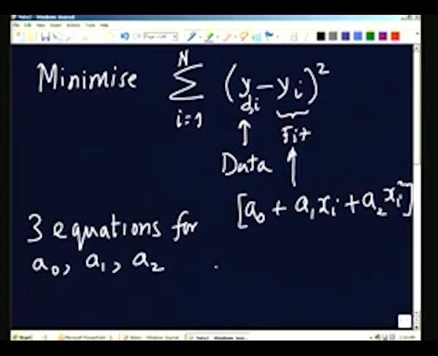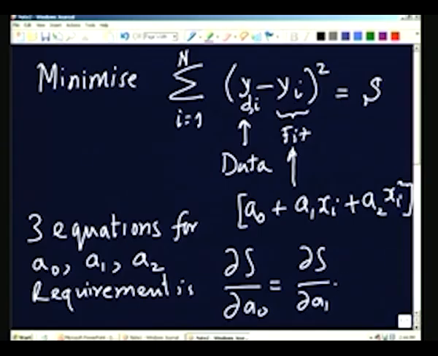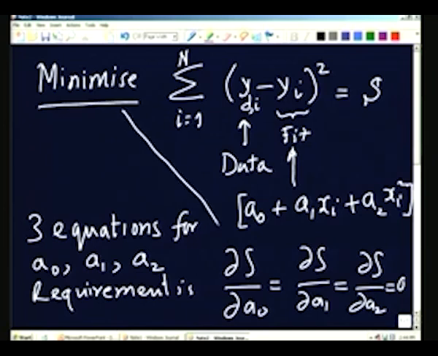So, these are obtained by requiring, suppose I call this quantity as some capital S, the requirement is dou S by dou a naught is equal to dou S by dou a1 equal to dou S by dou a2 equal to 0. That is the requirement for the minimization of this. That means that this minimization requires these steps here.